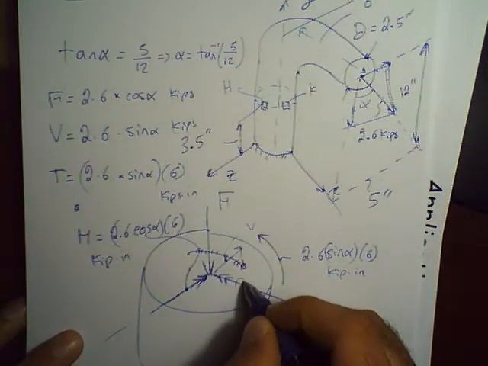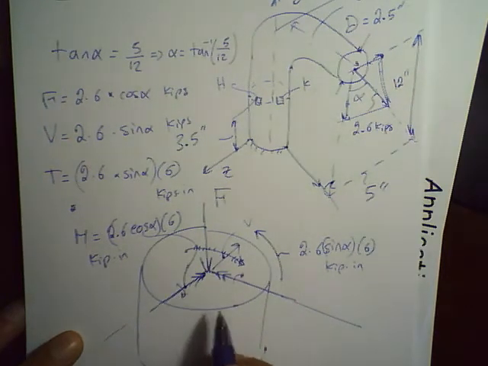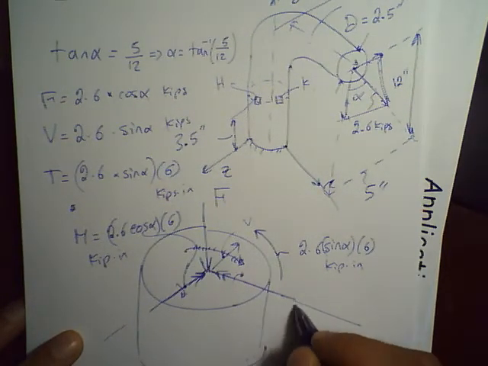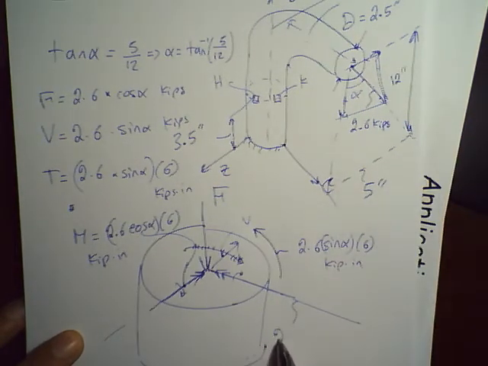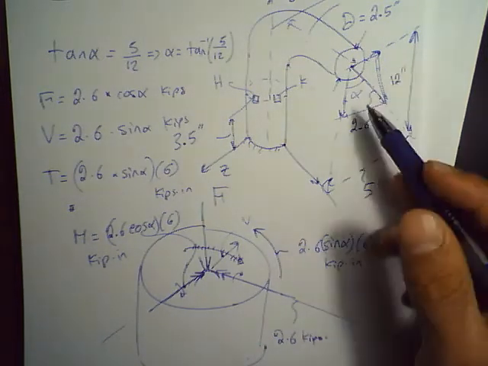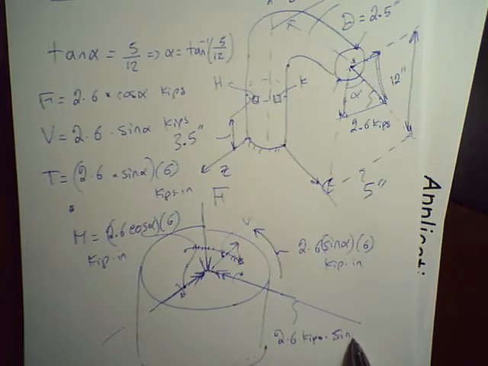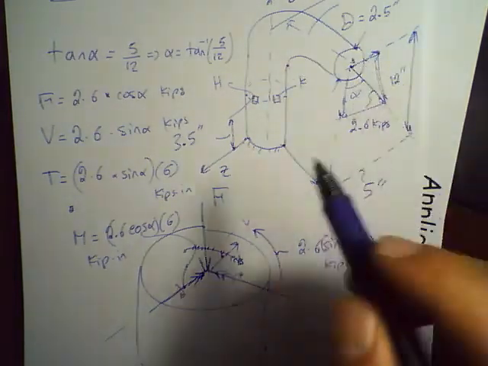And then you can put the rotation next to it. Obviously it makes sense here, but this is what you have. So what is that moment, by the way? That moment is going to be equal to this component, which is equal to how much? 2.6 kips multiplied by the sine of alpha, multiplied by that distance, right?